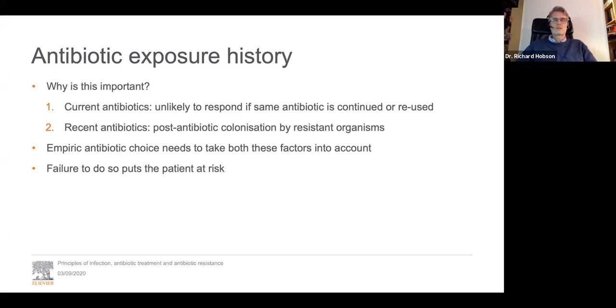And to some extent, to a large extent, this applies even if they've been treated orally and you're considering intravenous treatment. You wouldn't normally continue the same antibiotic.